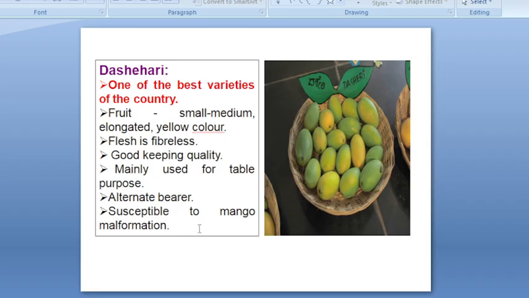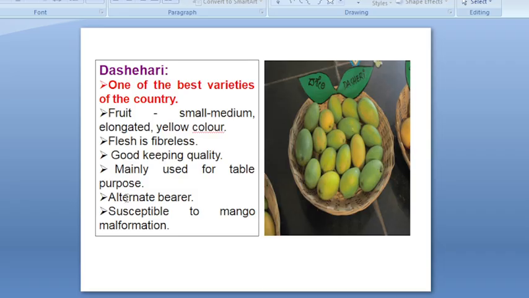Dasheri, it is one of the famous varieties in North Indian conditions. It is fiberless, or we can say soft flesh, with good keeping quality. It is susceptible to mango malformation. There are two types of malformation, that is vegetative and floral malformation. Those are some important disorders in case of mango cultivation. That also I will be explaining in coming slides.